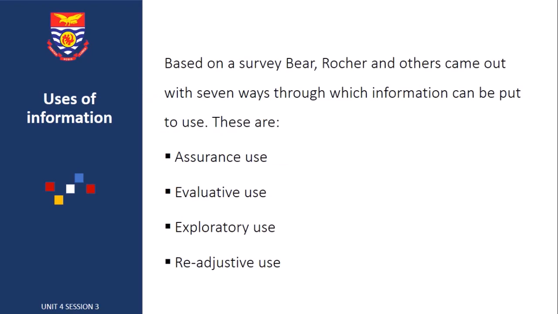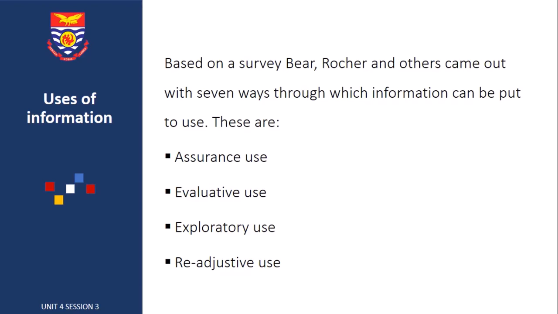Now, uses of information. Based on a survey, Bear, Roger, and others came out with 7 ways through which information can be put to use. And of course, these are: 1. Assurance use. By this assurance use, simply talks about the fact that information may be used to assure the student of the appropriateness of his decision.